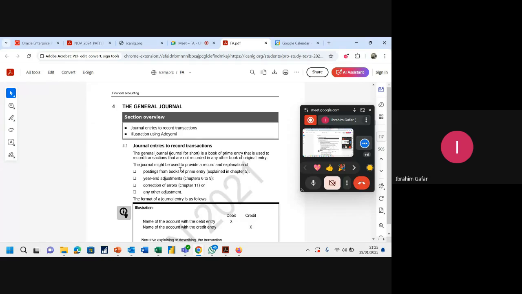So we have the general journal. This is used to record transactions that are not recorded in any other book of original entry. Can anybody explain what is a book of original entry? Anybody?